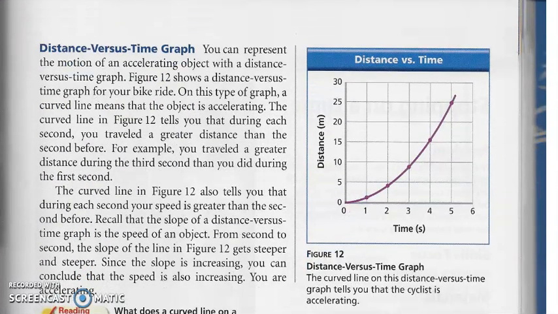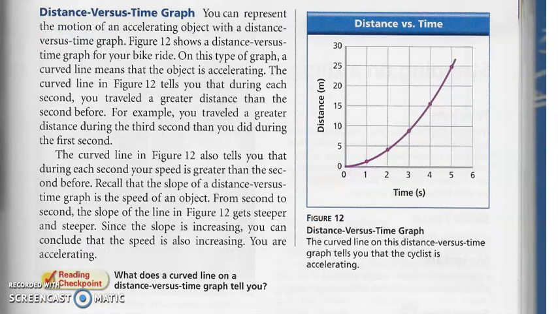Distance versus time graph. You can represent the motion of an accelerating object with a distance versus time graph. Figure 12 shows a distance versus time graph of your bike ride. On this type of graph, a curved line means that the object is accelerating. The curved line in figure 12 tells you that during each second, you traveled a greater distance than the second before. For example, you traveled a greater distance during the third second than you did during the first second.